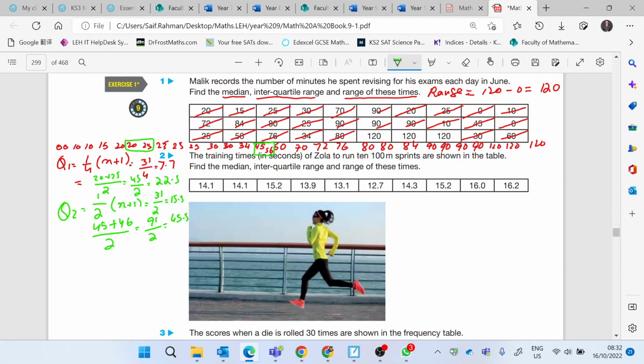And the third quartile will be 3 by 4 times n plus 1, so n plus 1 is 31. This should give us the value of 3 times 31, 3 threes are 9, divided by 4.